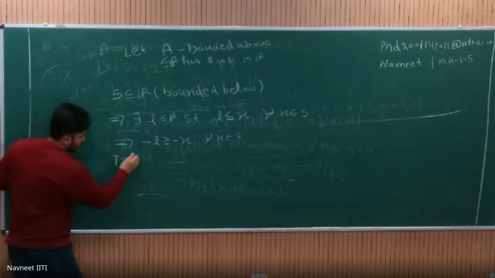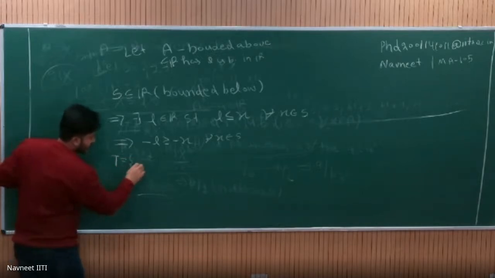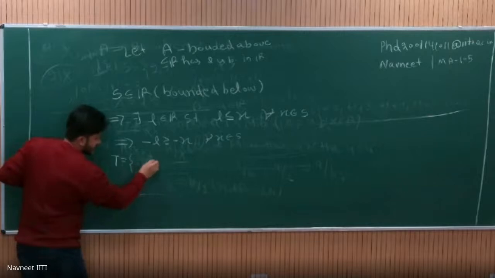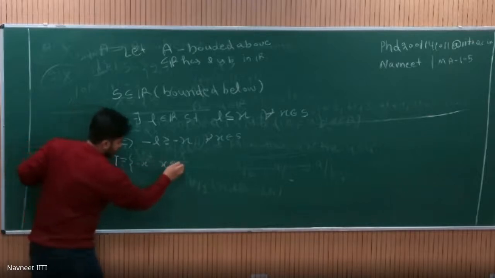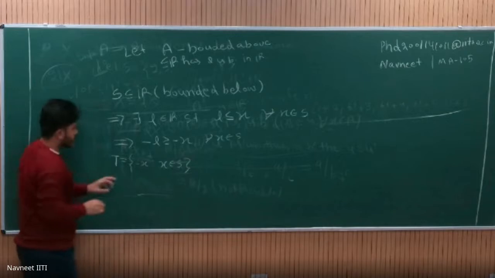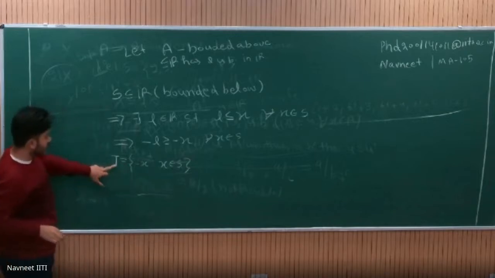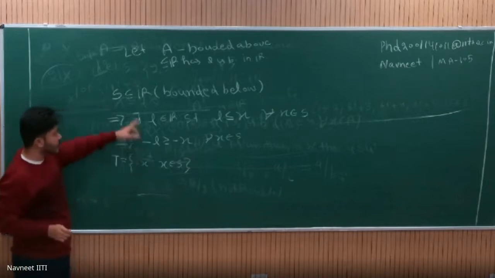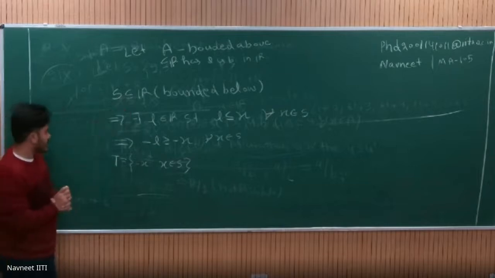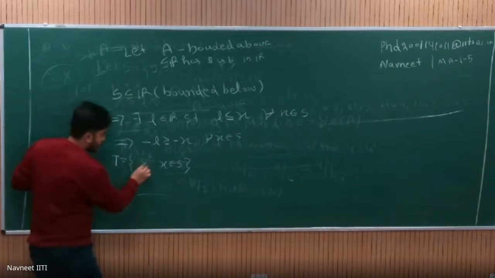Okay, define a new set T. Elements in T are how? Minus X, such that X belonging to S. Elements in T are negative of the elements of S. I am defining here minus X such that X belonging to S.